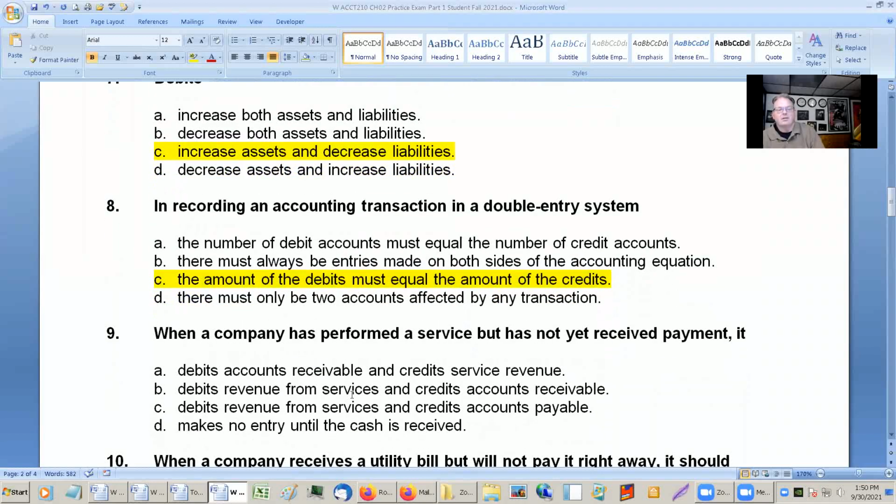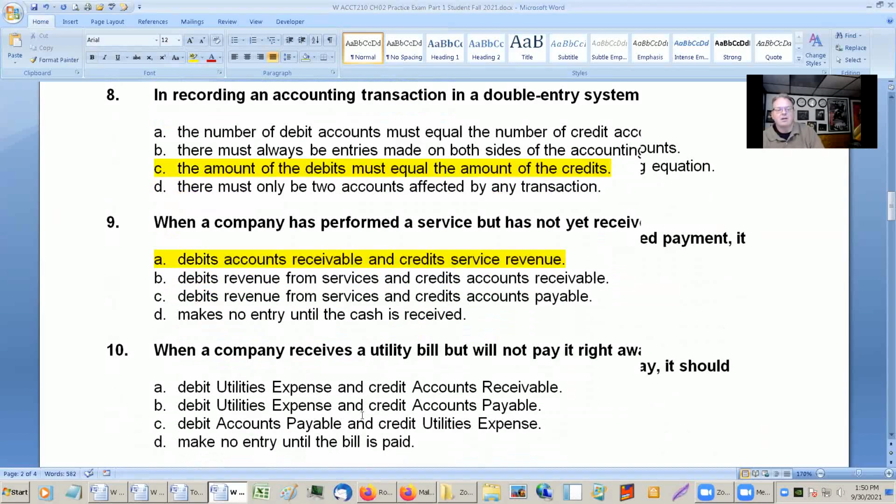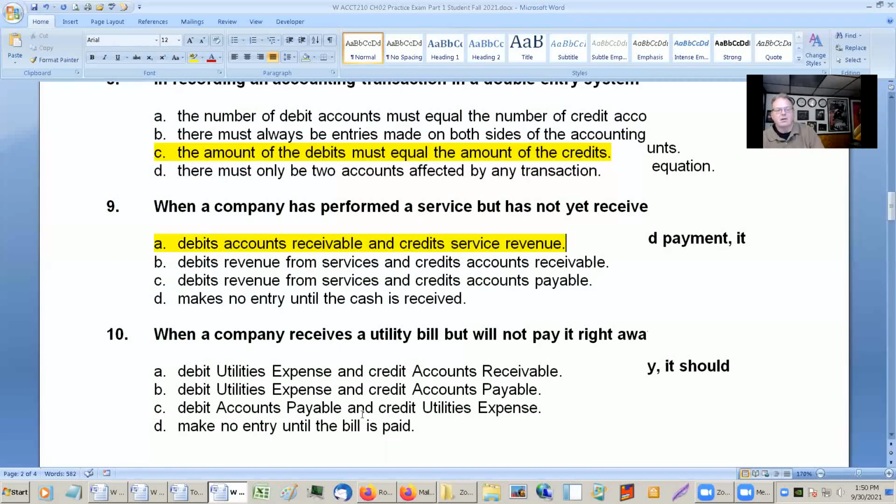9. Giving services but not received, debit accounts receivable, credit revenue. Yes. 10. A company receives a utility bill but will not pay it right away. B. Yes.